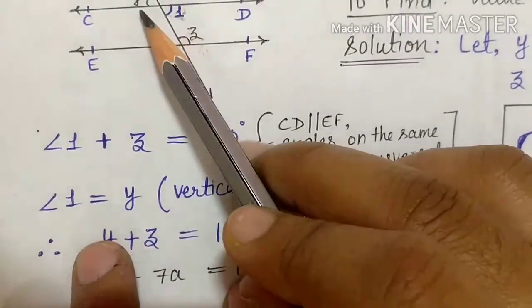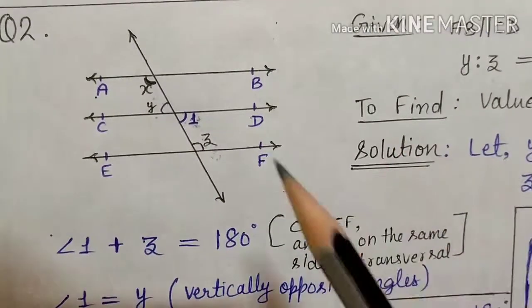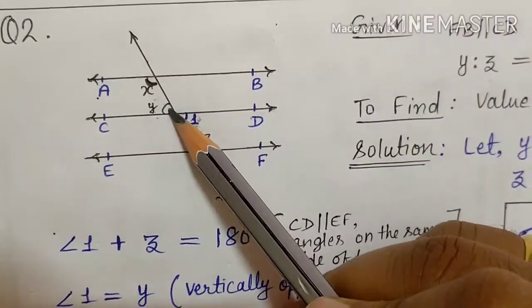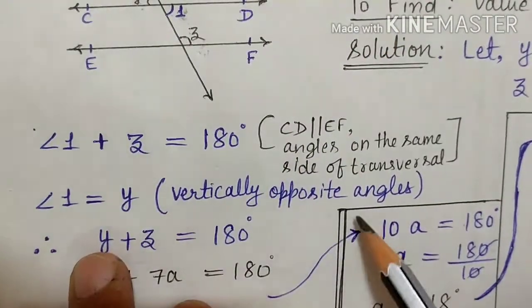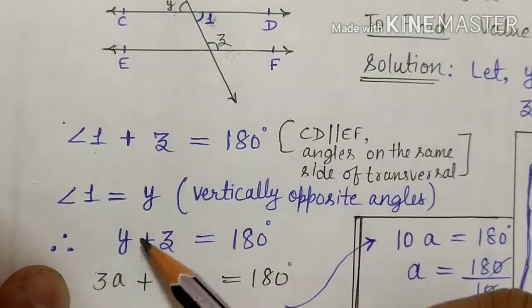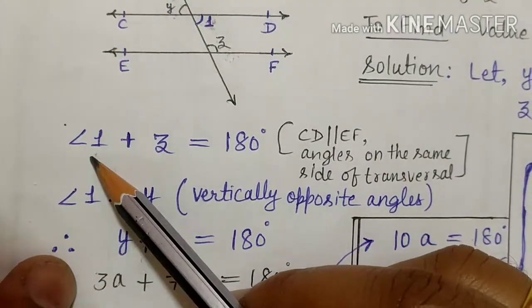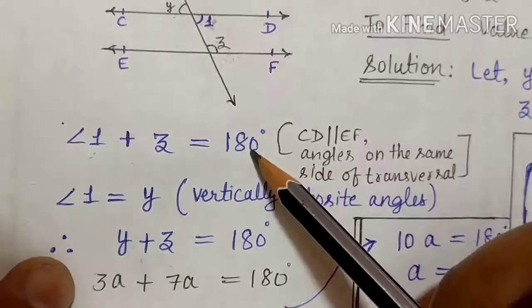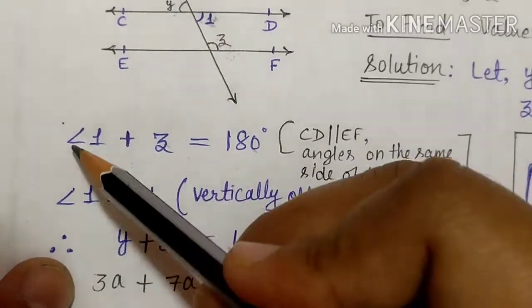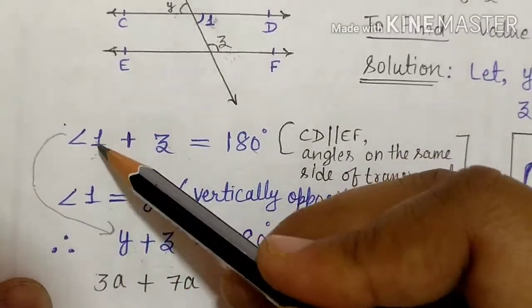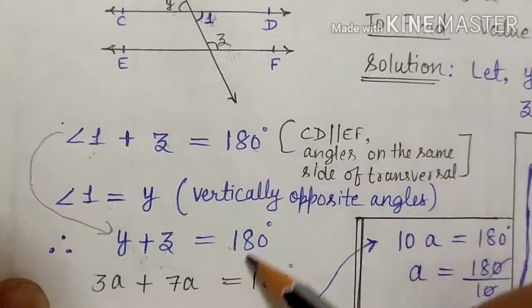Now 1 is equal to y. Just check here. 1 is equal to y. Why? Because they are vertically opposite angles. So this 1 we can write y. Because angle 1 plus z equals to 180, in place of 1 we can write y. So y plus z becomes how much? 180 degree. So this line we have written here: in place of 1, y, and z equals to 180 degree.